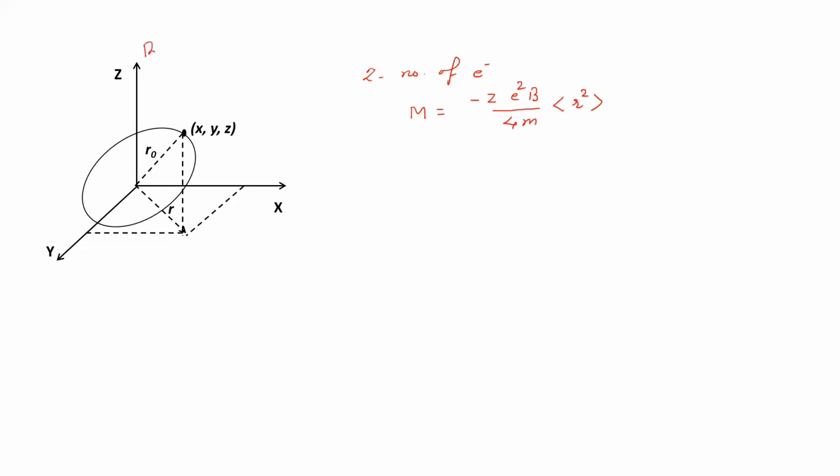We have taken the magnetic field direction along the z-axis, and hence the projection of r on the xy plane. Here r is the average radius of the electron orbit from the magnetic field axis, which is the z-axis. If the orbit lies in the xy plane as shown in the figure, by geometry, average r square is equal to average x square plus average y square.